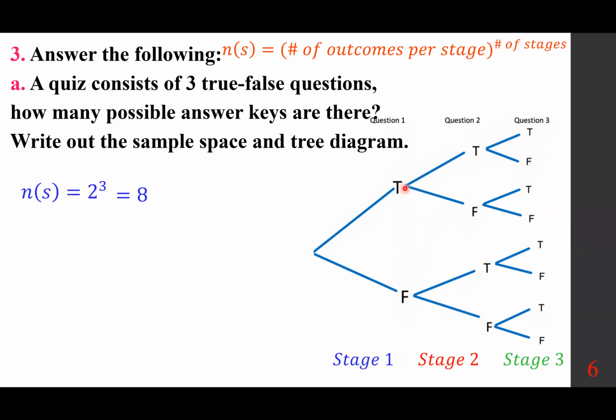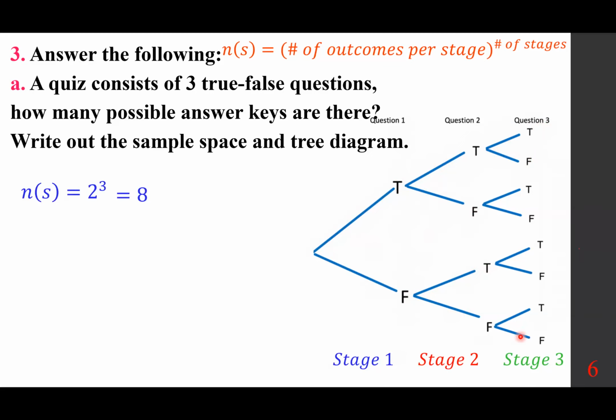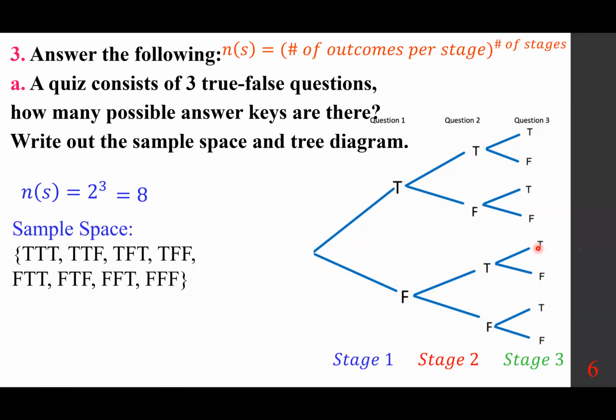But this one would be T, T, F. This one would be F, F, F. This one would be F, F, T, and so on and so forth. If you write out all of them again, the very top one is all T, the very bottom one is all F, and in the middle, you should be able to figure out the rest. There are 2 cubed or 8 outcomes.